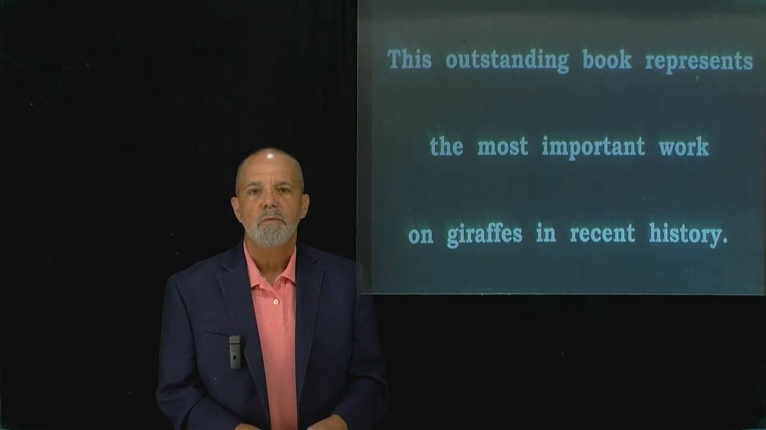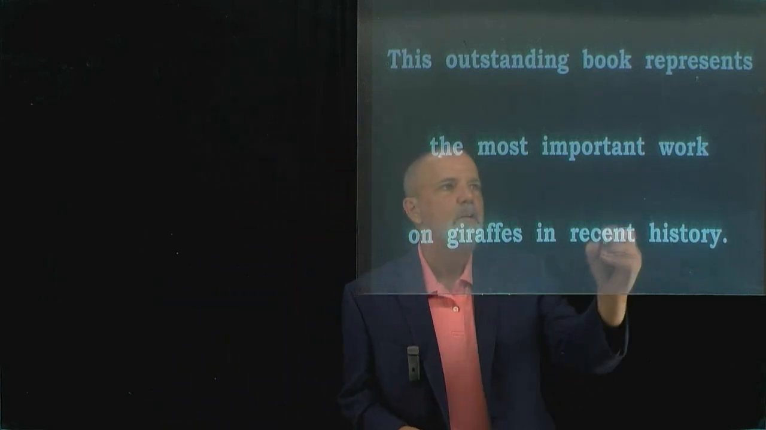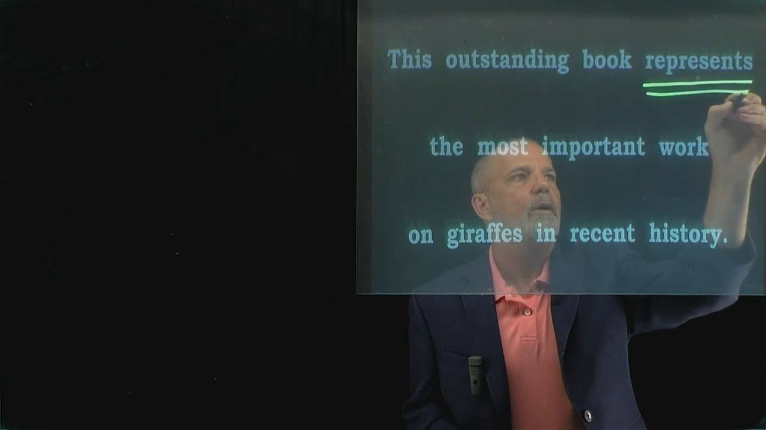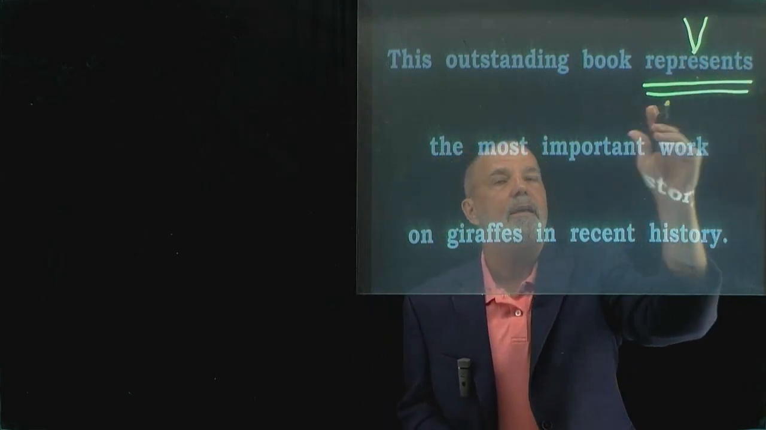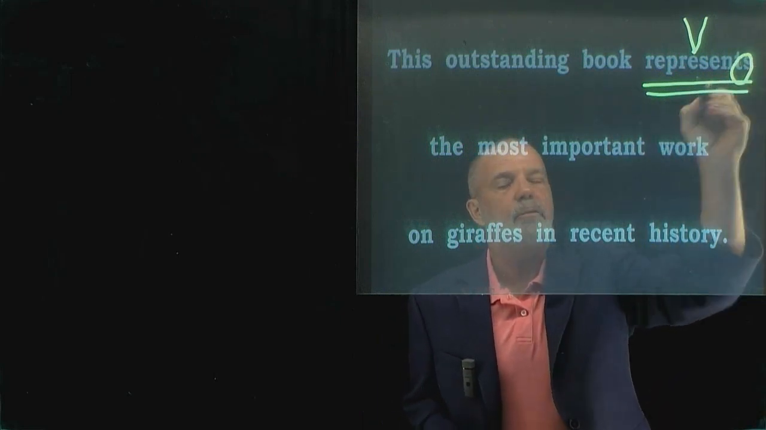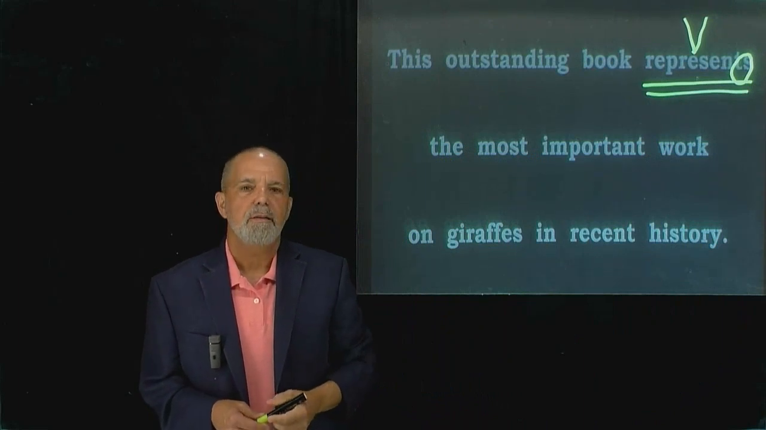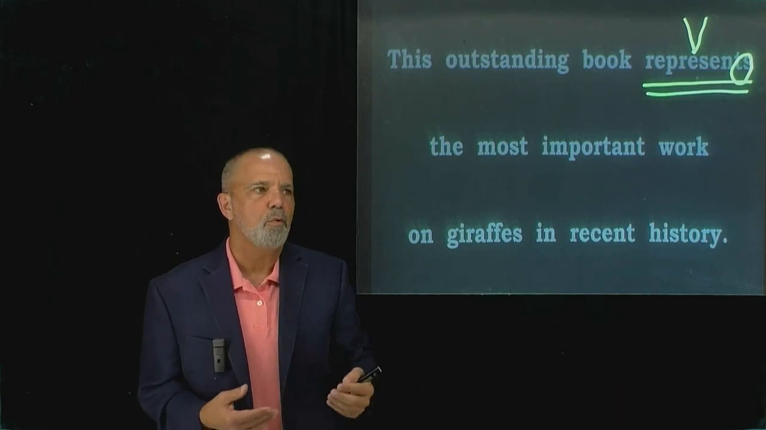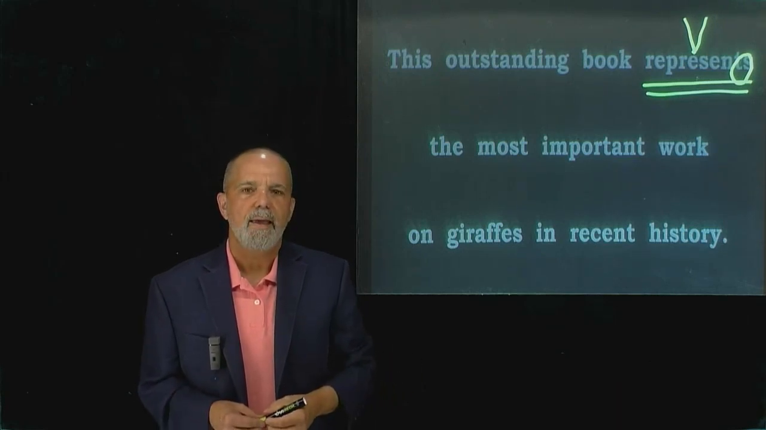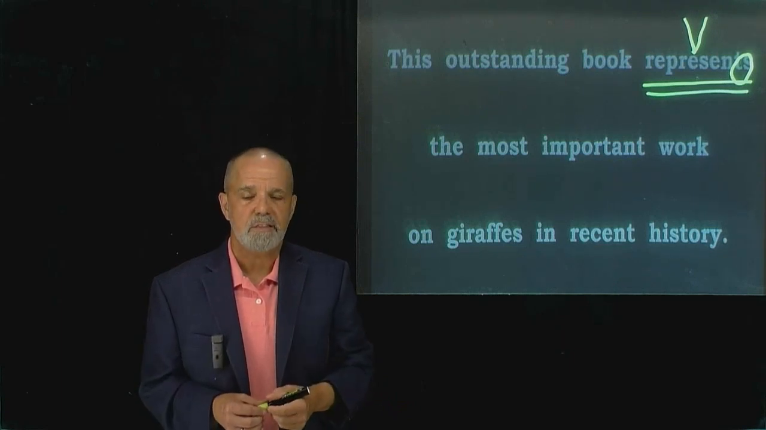And as always, we start with identifying the verb. So in this sentence right now, can you find the verb? And the verb here is the word represents. And one of the clues that it is the verb is that it has an S on it, right? Which tells us the he, she, it, third person singular. And then if this is the verb, then we ask ourselves, who or what represents the most important work on giraffes in recent history? And if you can answer that question in one word, that one word is going to be the subject of the sentence.